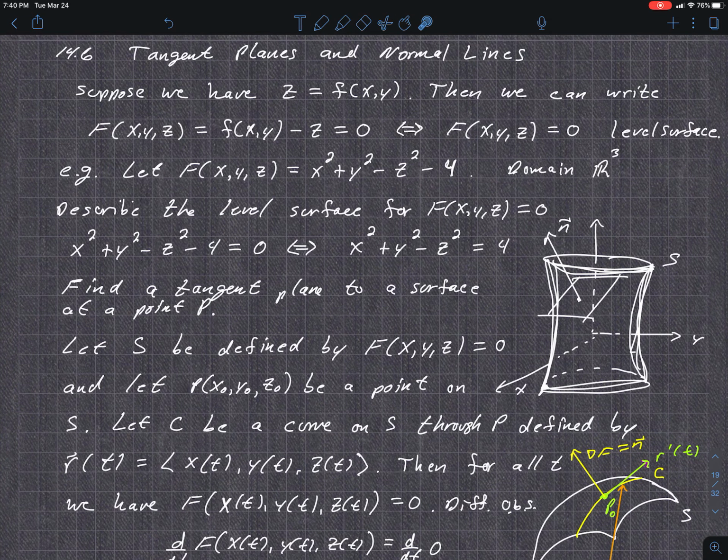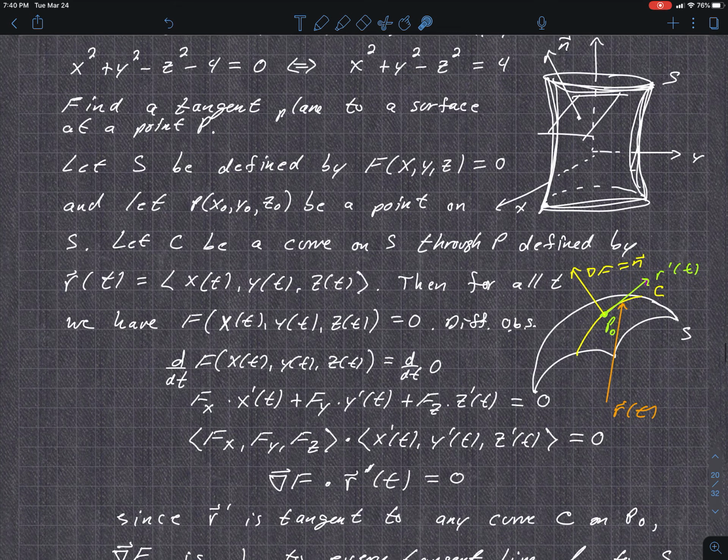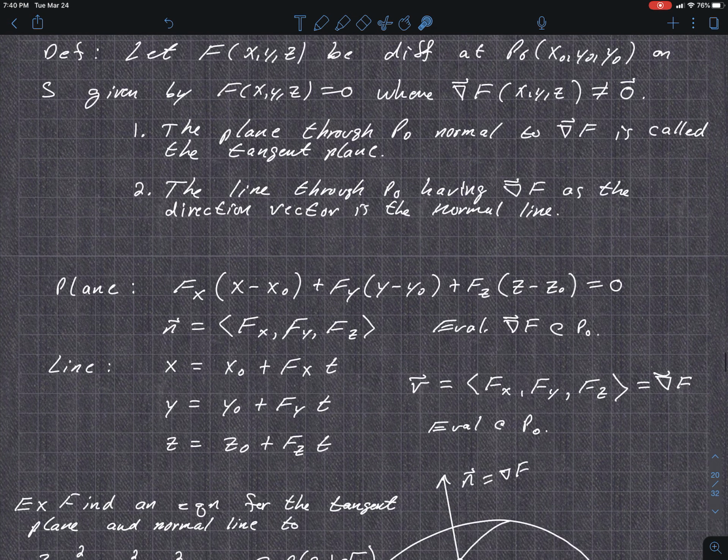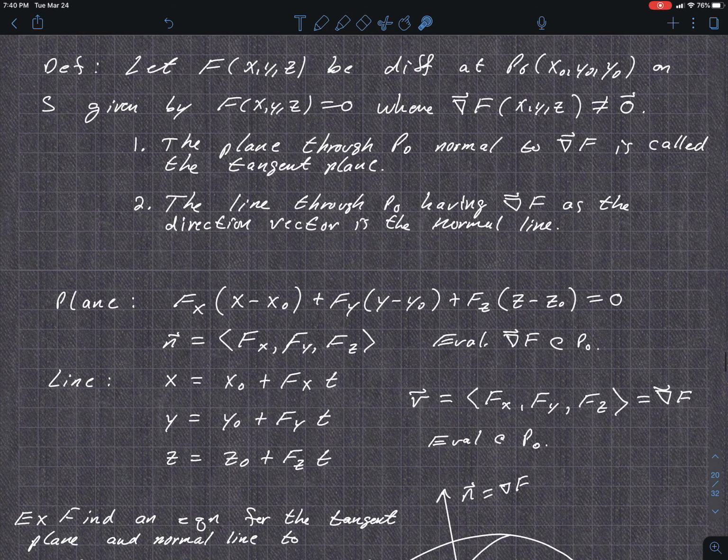Okay, 14.6, tangent planes and normal lines. So this is all the example and derivation. I'm not going to go through all that. Let's just go to the definition. So you need to know the definition, how a plane is defined. So if you have a function F set equal to 0, so like this, and we'll go look at that down there later.